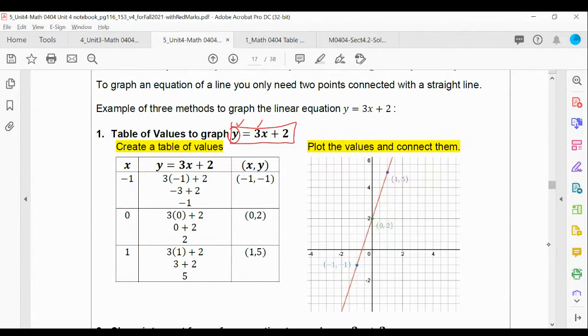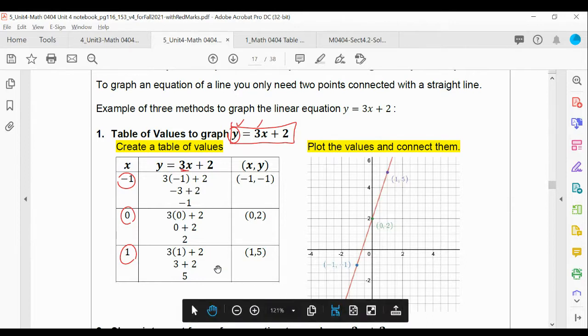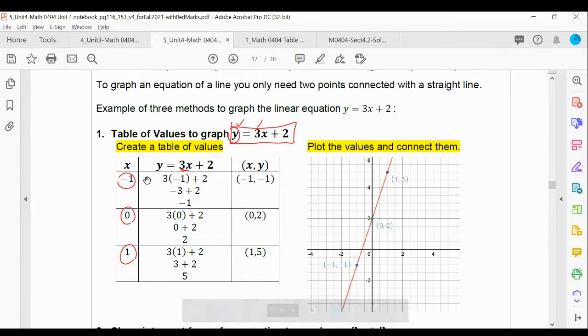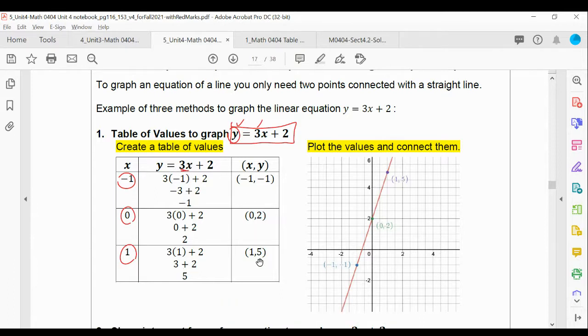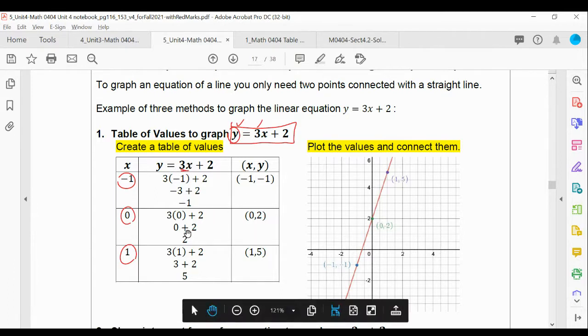So we just create a list of values. We can start with -1, 0, and 1. These are not given to you. You can just generate them, or whatever is easier to simplify the y coordinates so you get nice whole numbers. All you're doing is substituting the x values that you create into the equation for x and solving for y, and then writing those coordinate pairs and graphing the points.